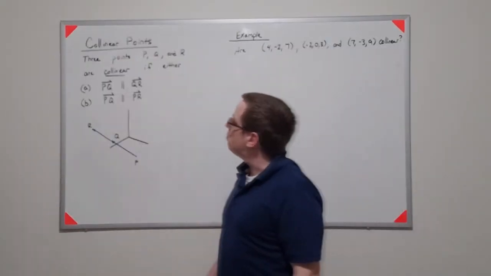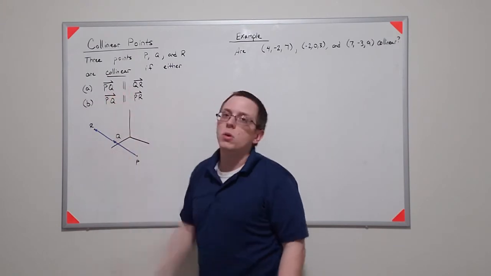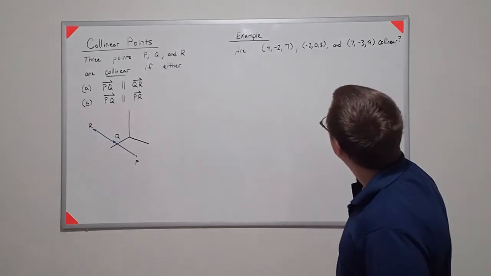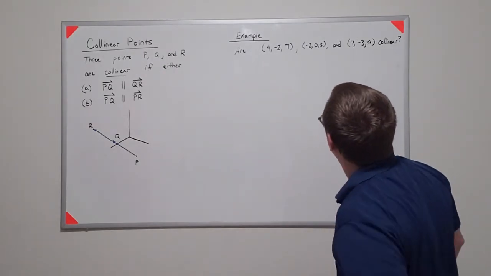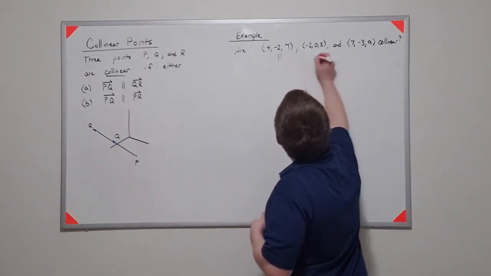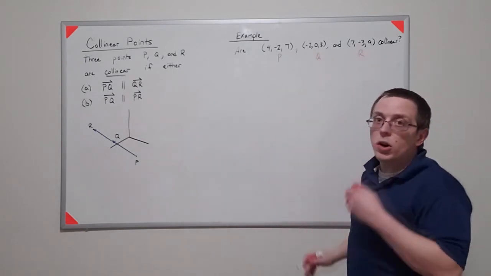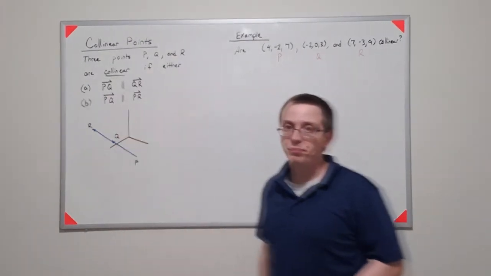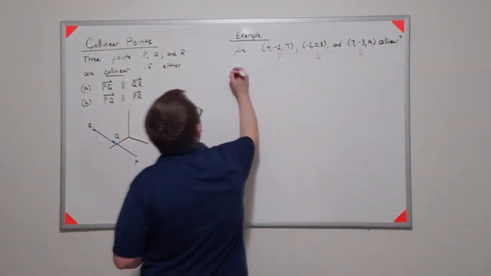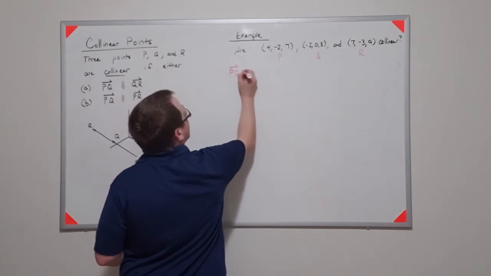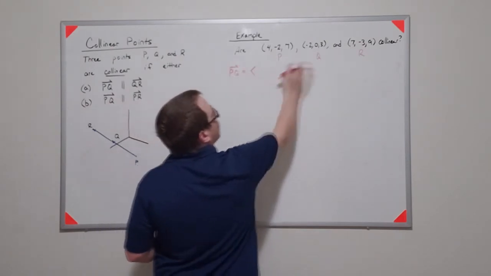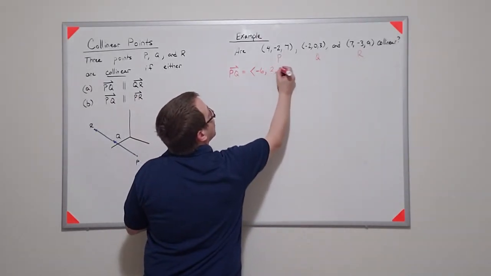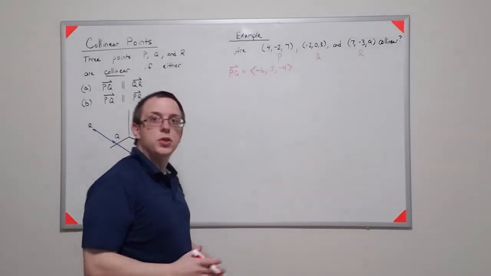So let's do this first one. Let's see if PQ is parallel to QR. So let's label these points P, Q, and R. Notice that I labeled them however I want. I can label these however they want, and this still works. So going from P to Q, you have negative 6 to negative 4.